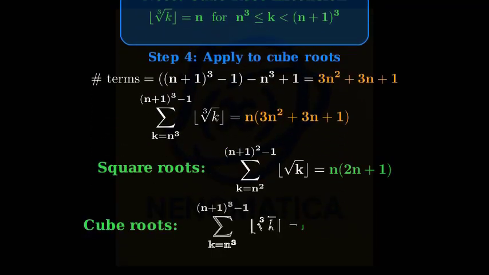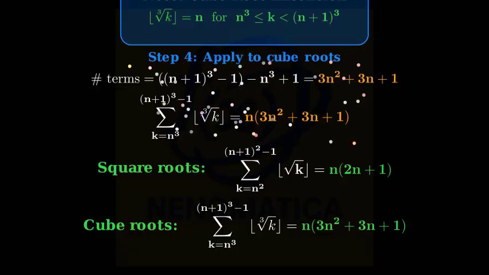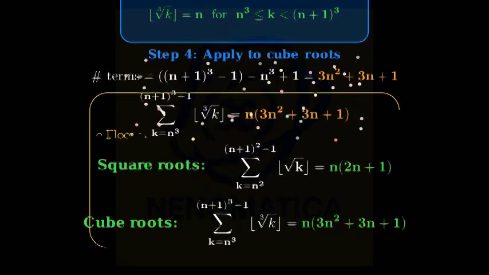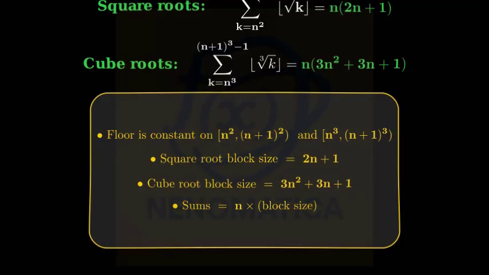Final results: for square roots, n times (2n plus 1). For cube roots, n times (3n squared plus 3n plus 1). Summary: the floor value of a root stays constant between consecutive perfect powers. The number of integers in the square root block is 2n plus 1. The number in the cube root block is 3n squared plus 3n plus 1. The sums are simply constant times the block length.